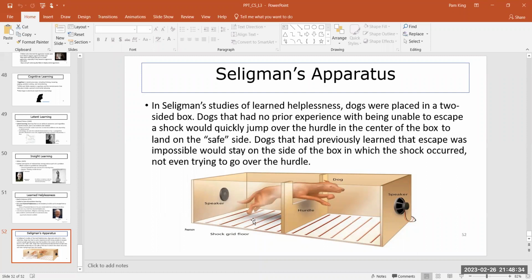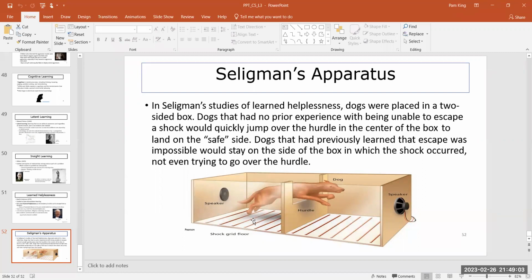In the next variation, he put up the solid middle part. The dogs go in as usual. He turned on the grid. They whined, they tried to get out, but there was no escape hatch. Eventually, the dogs just sat down and took those uncomfortable shocks.